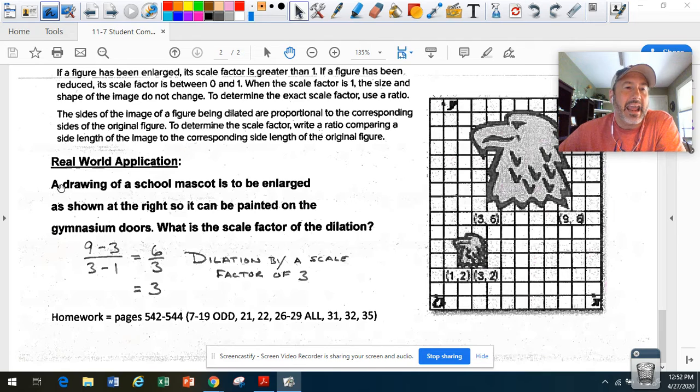So it says a drawing of a school mascot is to be enlarged as shown at the right. Okay, so here's our original. We're going to enlarge it to this piece here, so it can be painted on the gymnasium doors. Okay, what is the scale factor of the dilation? Okay, so let's take a look at this here.